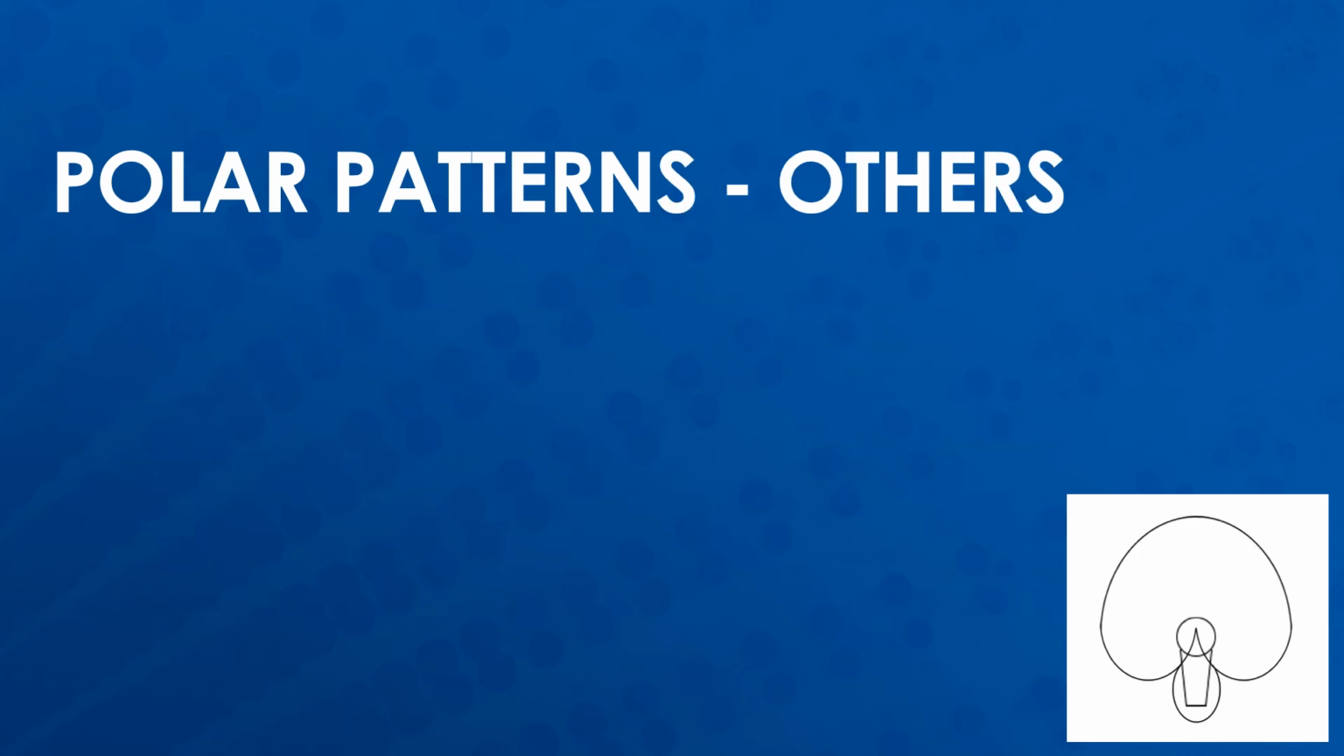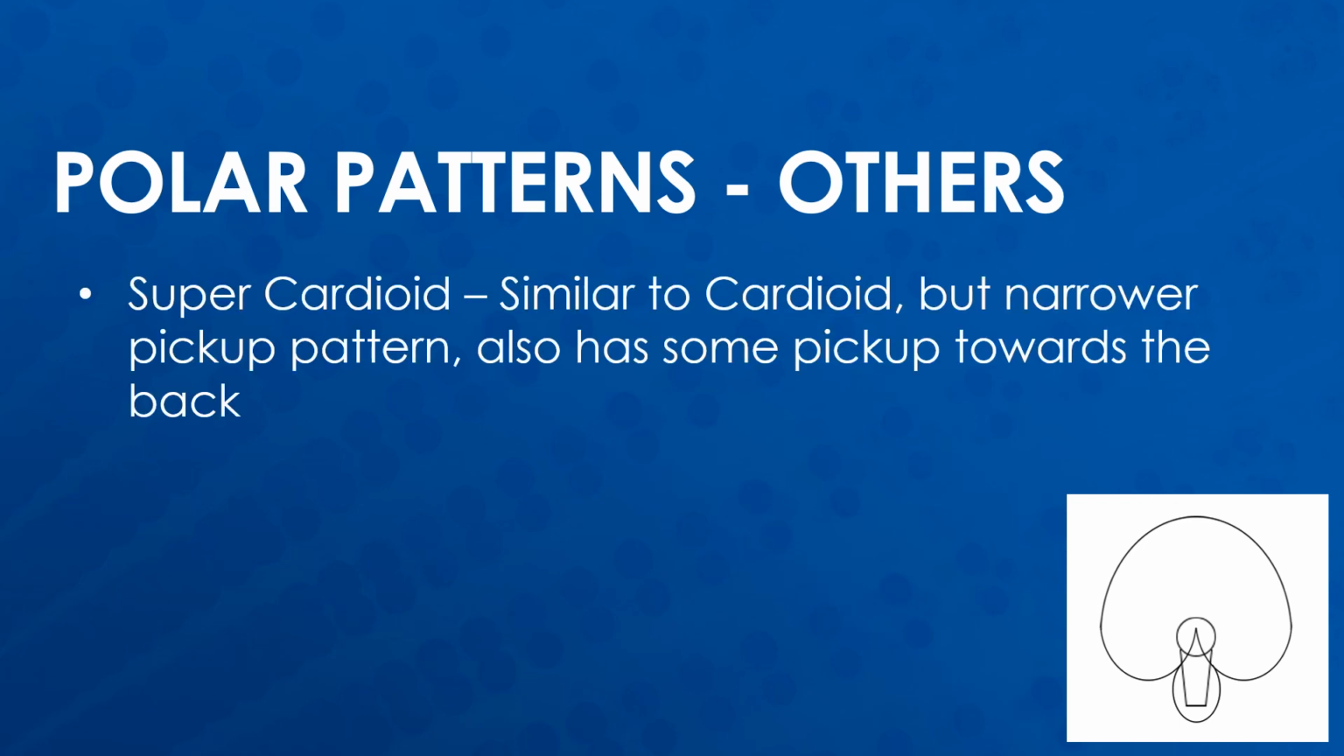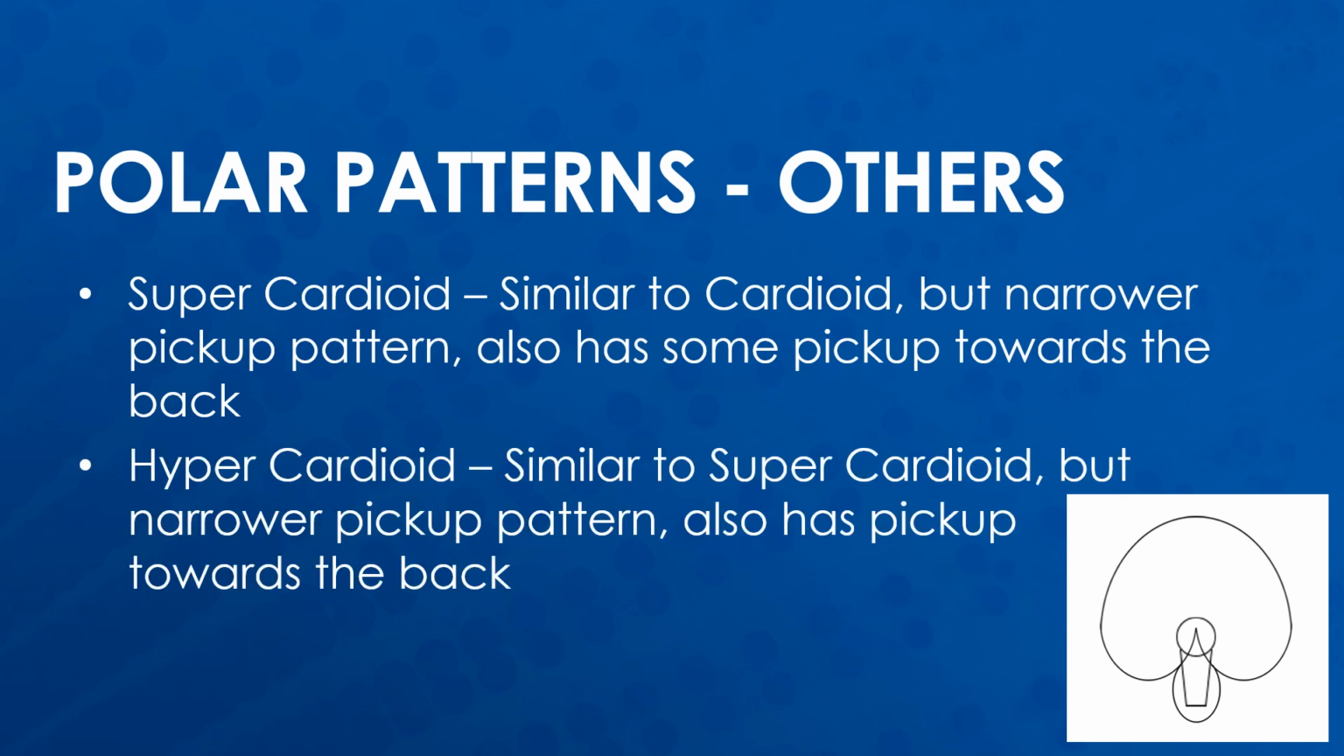Some other polar patterns are supercardioid and hypercardioid. Supercardioid is a similar pattern to cardioid, but has a narrower pickup range in the front and picks up less on the sides. There is some pickup towards the back of the mic as well. Hypercardioid is similar to supercardioid, but has an even narrower pickup pattern and more pickup towards the back. Both of these options have similar benefits and drawbacks to cardioid, but can provide an even more reduced chance of feedback if oriented correctly.